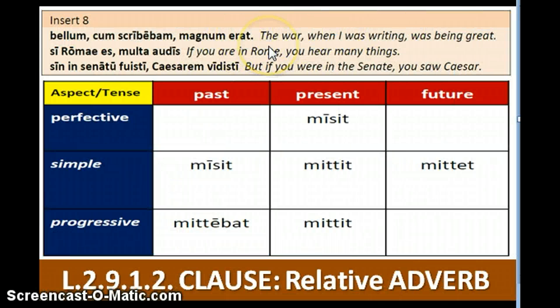And then, of course, as you can see right here, I don't know why I put it here, but it's pretty good. These are all the verbs you have to worry about in the indicative, all tense verbs. Present, perfective, simple, past, present, and future, and progressive, past and present. Rather straightforward.